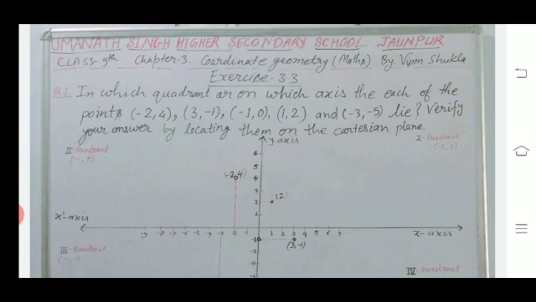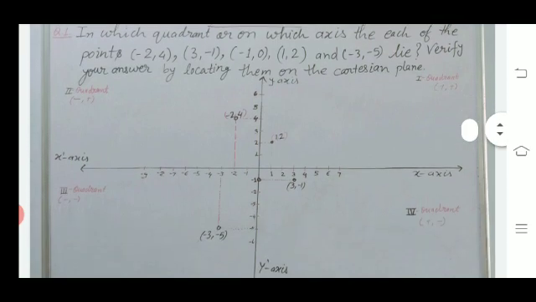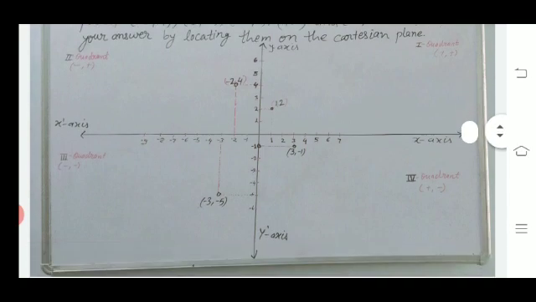First of all, I will tell you to do this exercise on graph paper. On graph paper, you can understand it more easily. So first you make the two axes, x-axis and y-axis, and take the same unit: 1, 2, 3, 4, 5, 6, 7 on the right side and upside, and on the left side -1, -2, and downside -1, -2.